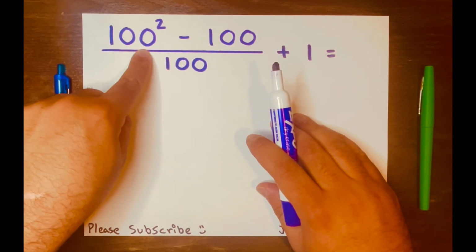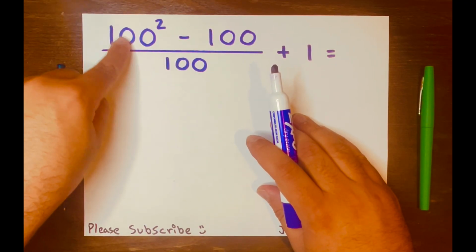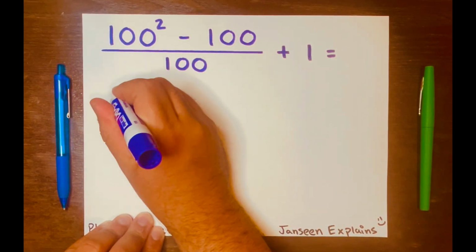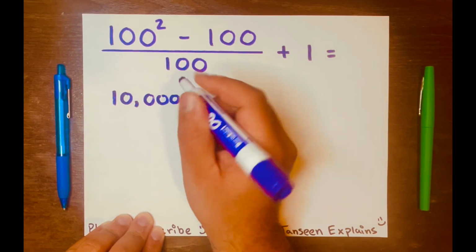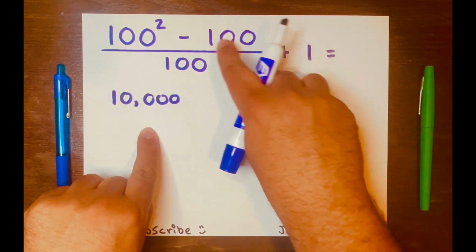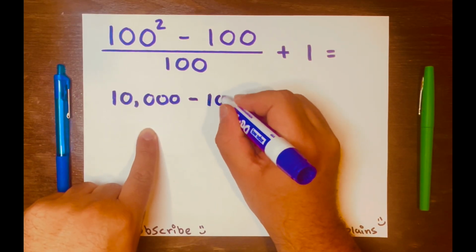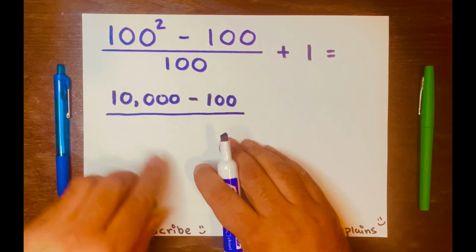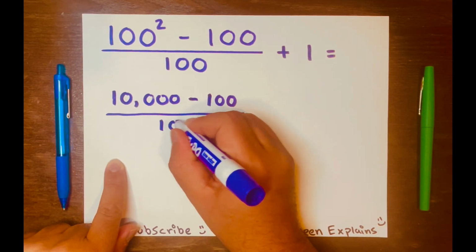So 100 times 100, that's what that 2 is telling us. 100 times 100 is 10,000. So I'll write 10,000, and that is a comma, not a decimal. Then minus 100. Then I'll draw the division bar and bring down the 100.